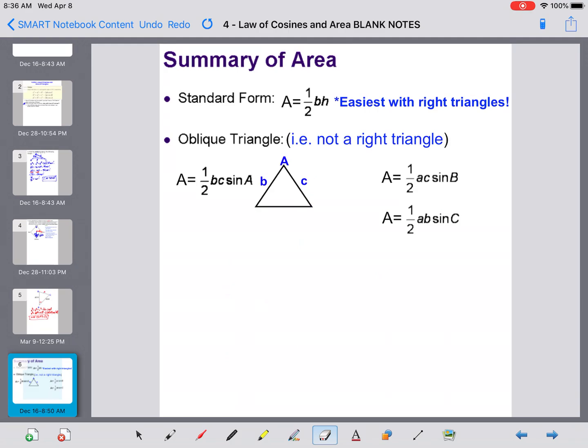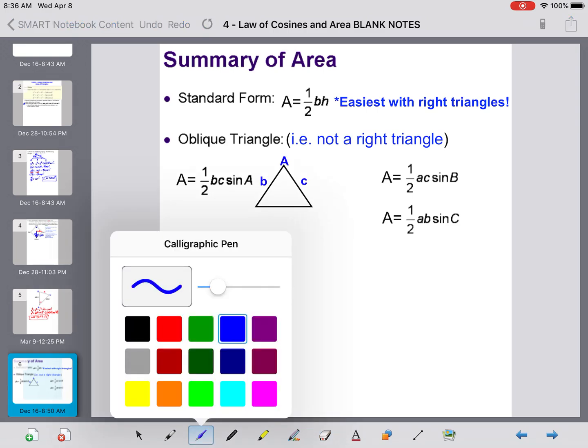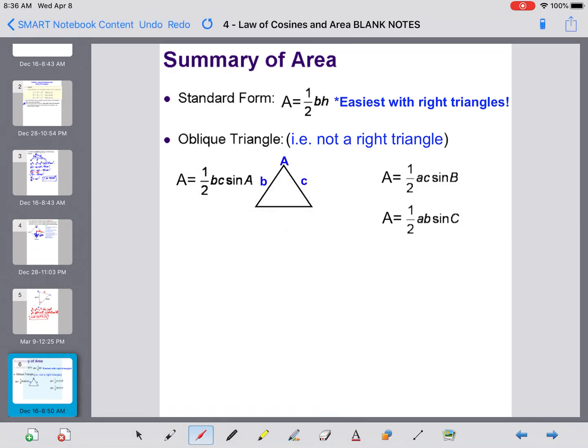The last thing we need to talk about is area of triangles, okay? So there's a bunch of formulas here. Again, you get all of these. This section is not about memorizing these formulas. It's about knowing how to use them.